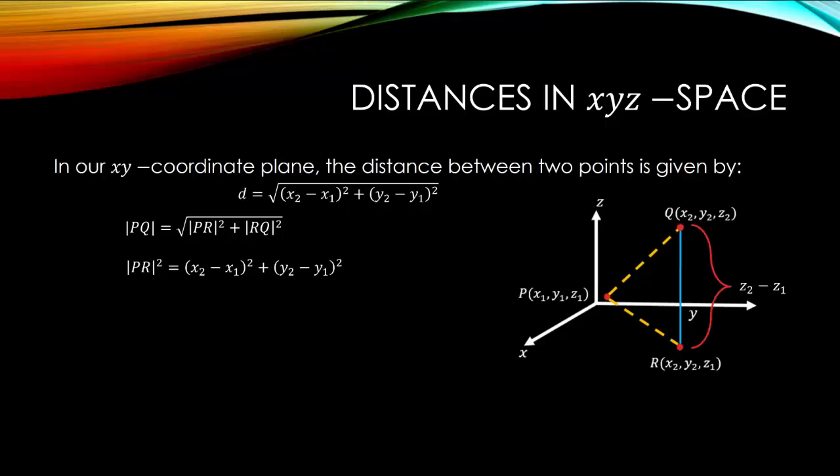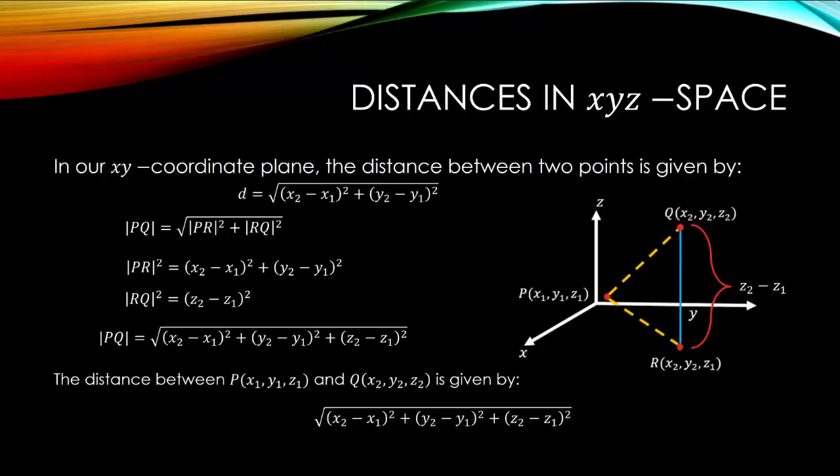And then I'm going to note that the length of the line segment RQ is given by z sub 2 minus z sub 1. And the square of the line segment RQ is given by z sub 2 minus z sub 1 quantity squared. So my line segment PQ has a length given by the square root of the quantity x sub 2 minus x sub 1 squared plus the quantity y sub 2 minus y sub 1 squared plus the quantity z sub 2 minus z sub 1 squared. The distance between P and Q will be given by this expression.